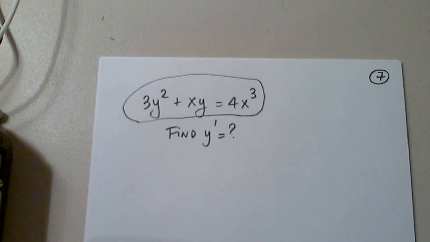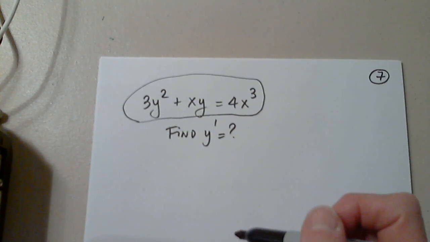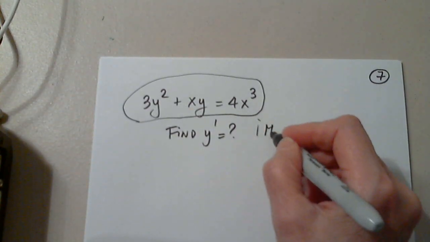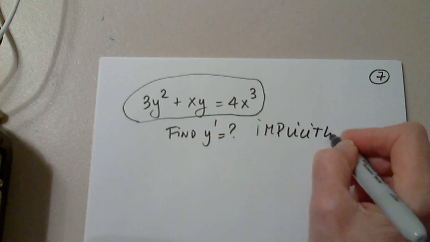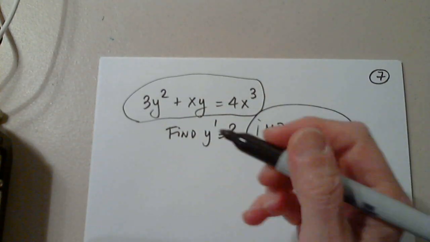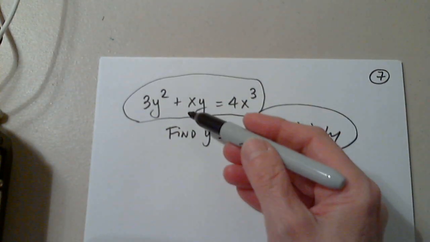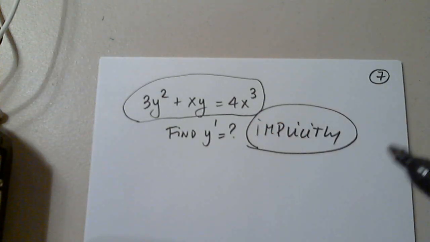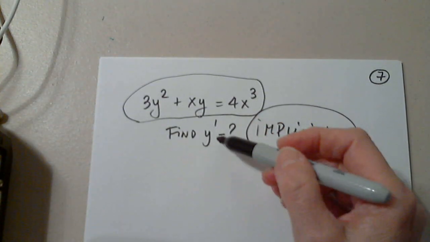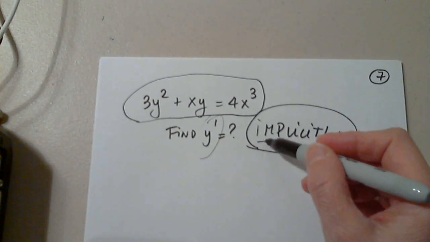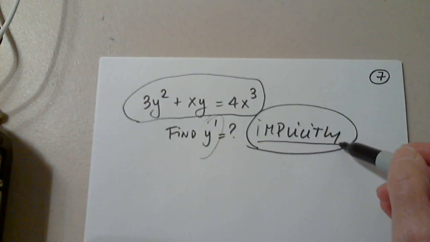Correct. Can I find an expression for y prime? Yes. How? Implicitly. Because the function is not given to us directly. I cannot directly differentiate, but I can find an expression for y prime using a method called implicit differentiation.